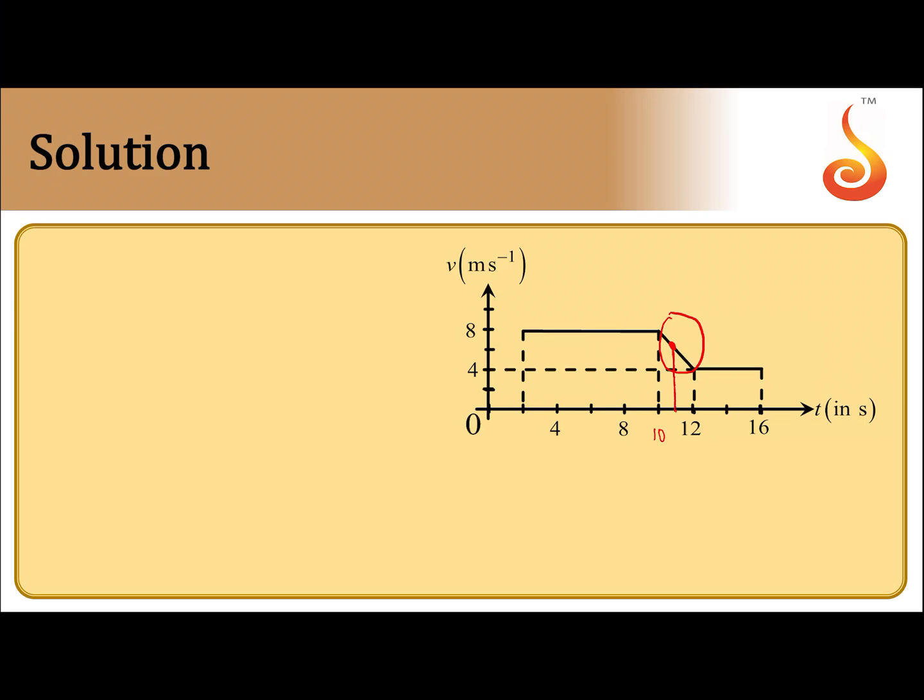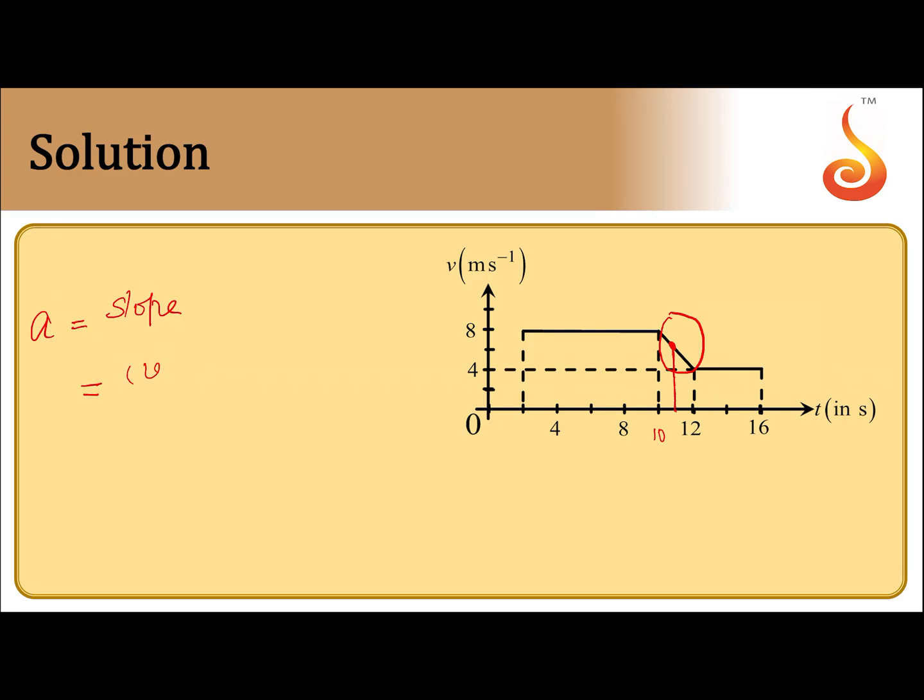Is the acceleration constant over there? Yes. How do we know? It is a straight line. So, acceleration is constant. And how do I calculate? Acceleration is given by slope. And is that a positive acceleration or negative acceleration? Negative.